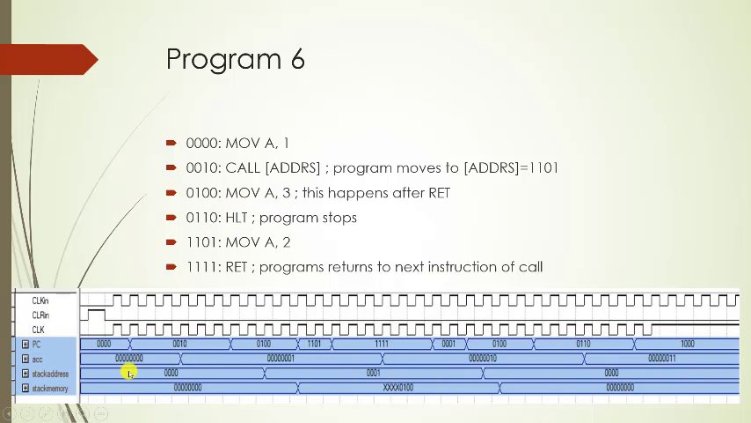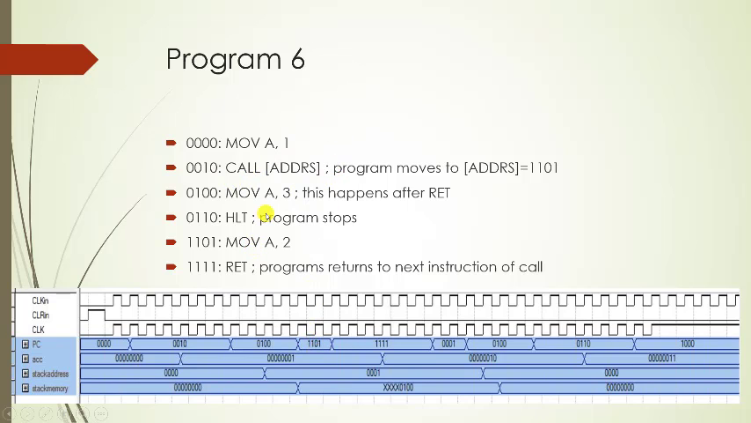In the simulation, we can see that firstly we move 1 into the accumulator. Then we call address 1101. So if we look at the program counter, we can see that firstly it is at 2, then it is 4, then suddenly it jumps to 1101. It indicates that the call address has happened.